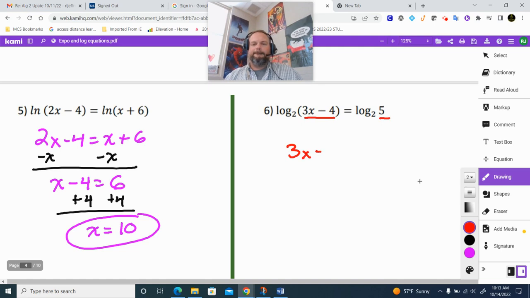So now this one looks a little odd on number 6, but this log base 2 is the same. The only thing is this just doesn't have parentheses around it. So it's just a two-step equation.